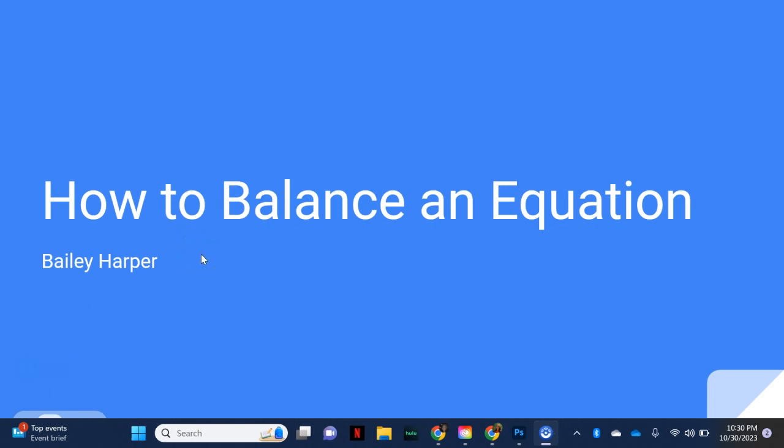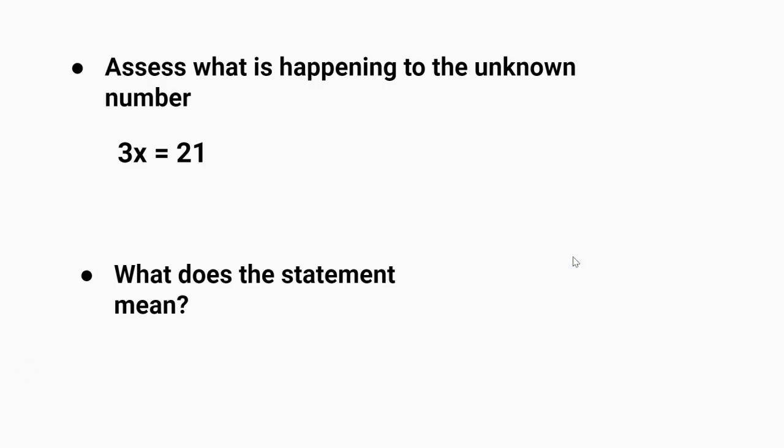Okay, so here is how to balance an equation. First, we're going to assess what is happening to our unknown number. In this case, our unknown number is x. So we want to look at what this statement means, 3x equals 21.